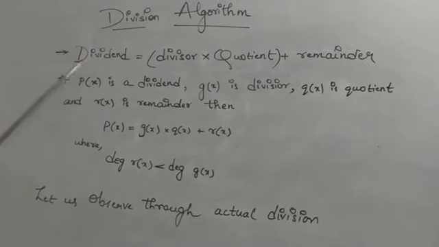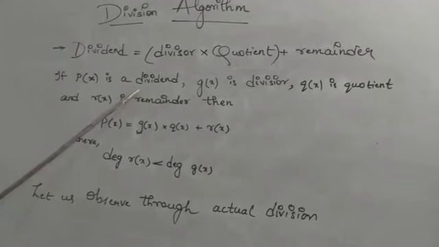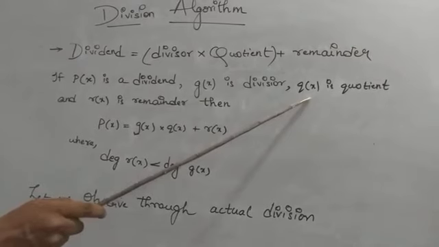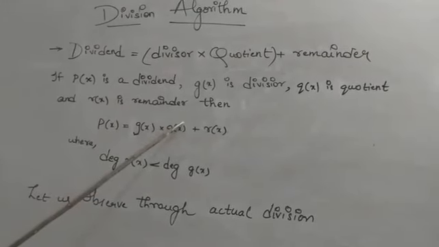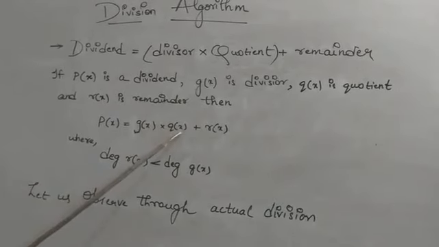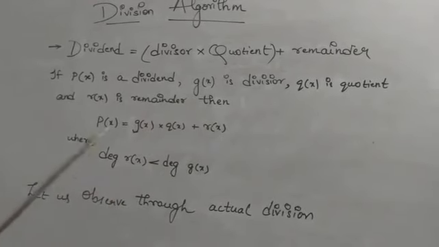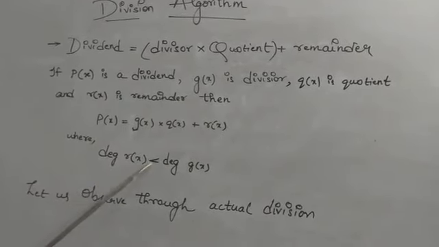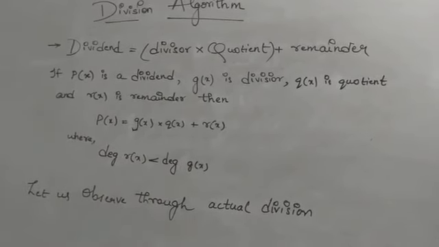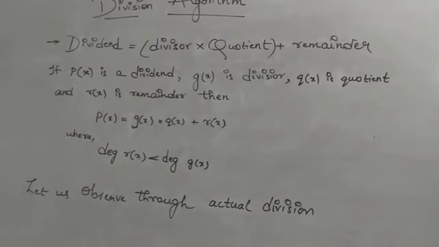Suppose p of x is the dividend polynomial, g of x is the divisor, q of x is the quotient, and r of x is the remainder. Then p of x equals g of x into q of x plus r of x, where the degree of r of x is less than the degree of g of x. Let us observe through actual division.